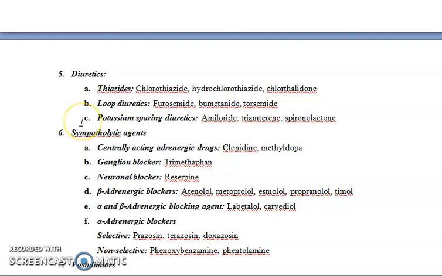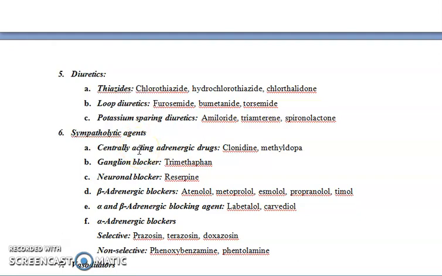Next one is the thiazides: chlorothiazide, hydrochlorothiazide, chlorthalidone, they come under thiazide diuretics. Come to the next one, that is loop diuretics. Those are furosemide, bumetanide as well as torsemide. Potassium sparing diuretics, those are amiloride, triamterene as well as spironolactone. Come to the 6th class, that is sympatholytic agents, which are further classified.